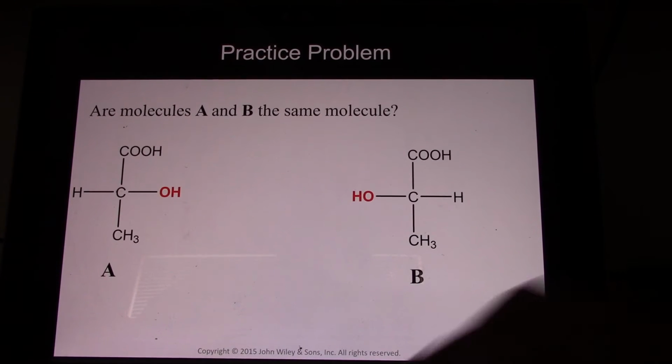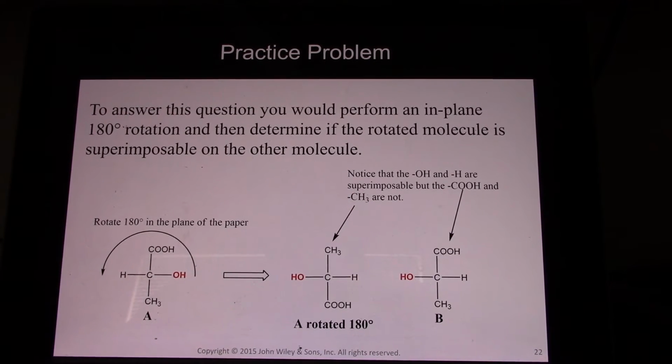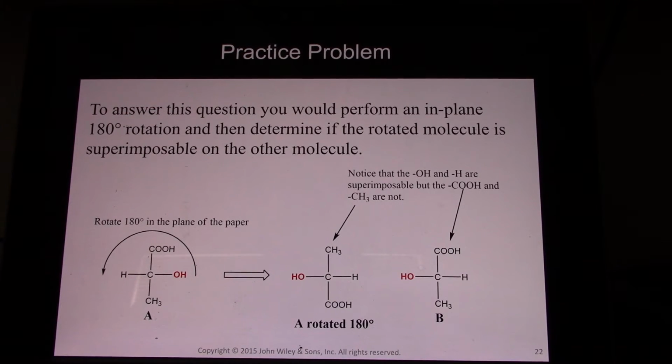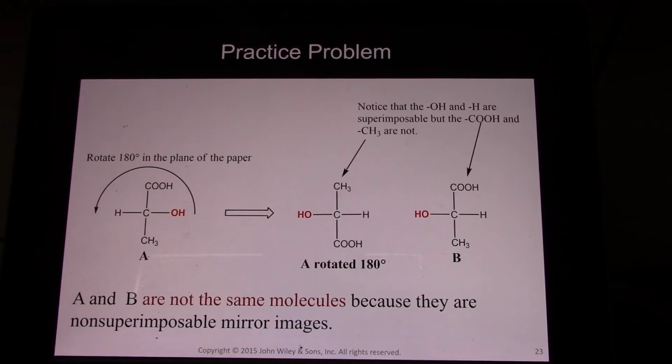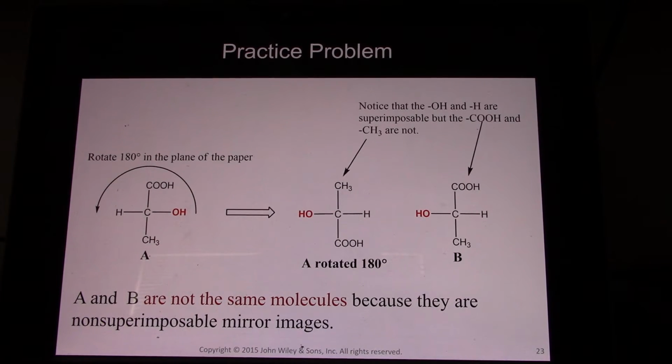Let's rotate it. And notice the big difference is this OH will go here, just like here. This hydrogen will go here, but now the COOH group will be down here. But does that actually change the orientation? And it does. So they are not the same molecule.